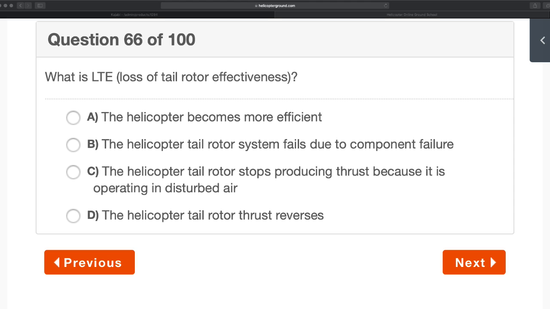All right, which accurately describes possible contributing factors to LTE, loss of tail rotor effectiveness? A, fast right pedal turns, low RPM, hovering with the three dangerous winds, and operating with high gross weight, high density altitude. B, operating without doing a proper pre-flight, which could have caught a tail rotor problem. C, there are no contributing factors to LTE, and is just something that helicopters experience at some time or another. D, the only thing that can contribute to LTE is hovering with dangerous winds.